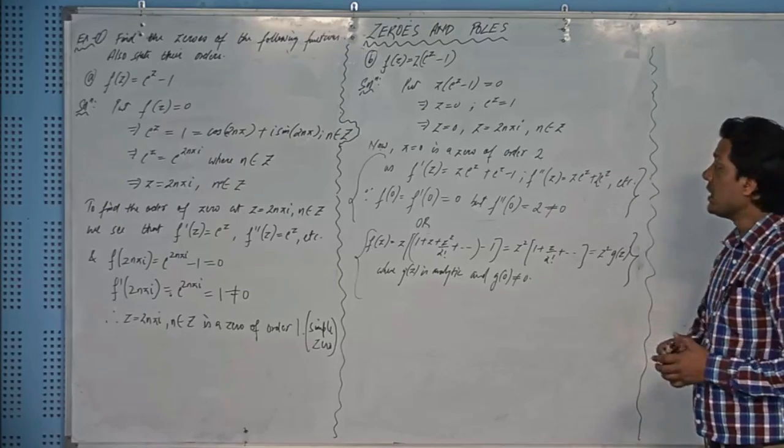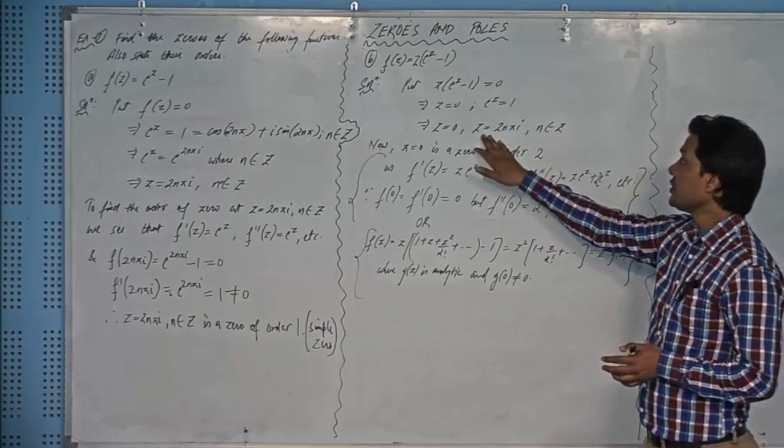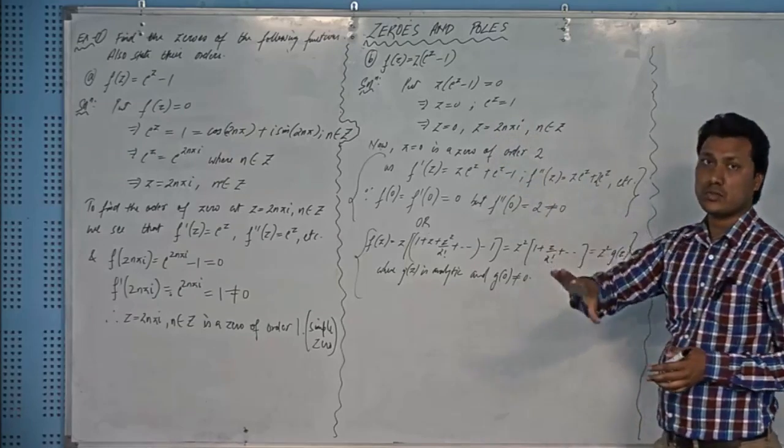Now we'll come back to the other zeros, means z equal to 2n pi iota, where n is not equal to 0, right?